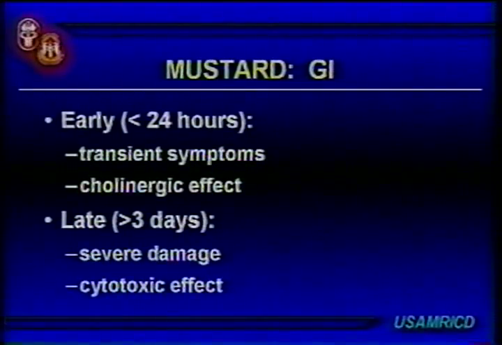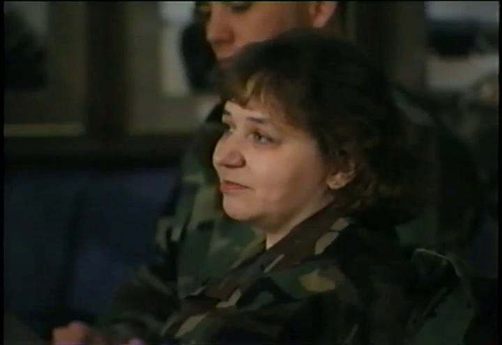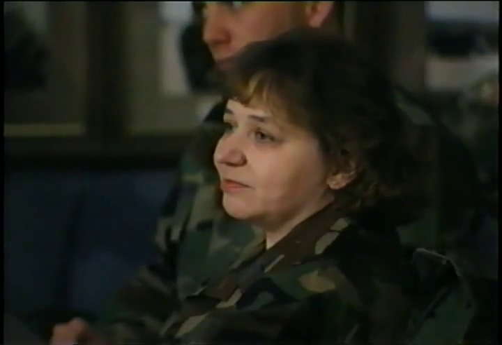Later on, if the bottom falls out of your white count and you get marrow suppression, but also if enough went into circulation and got to the GI tract, it can take out the GI mucosa, the epithelial surfaces, so you can start vomiting up, evacuating pieces of your GI tract, the epithelial surfaces, get a hemorrhagic diarrhea, and that's the systemic effect on a GI tract.